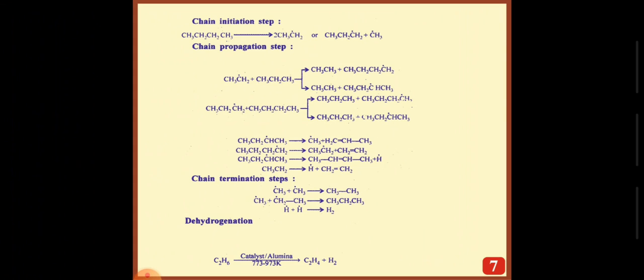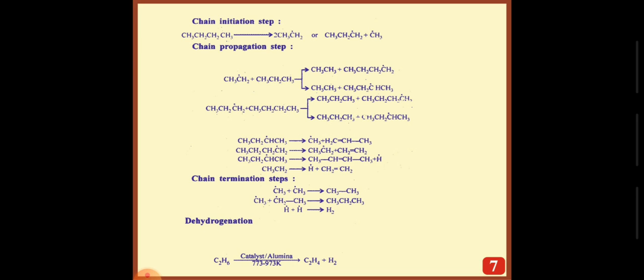Next is dehydrogenation. When alkanes are heated at 773 to 973 degree K in the presence of molybdenum, vanadium, titanium, selenium oxide, alkene and hydrogen are formed. For example, ethane on heating in the presence of catalyst alumina at 773 to 973 degree K, ethene and hydrogen are formed.